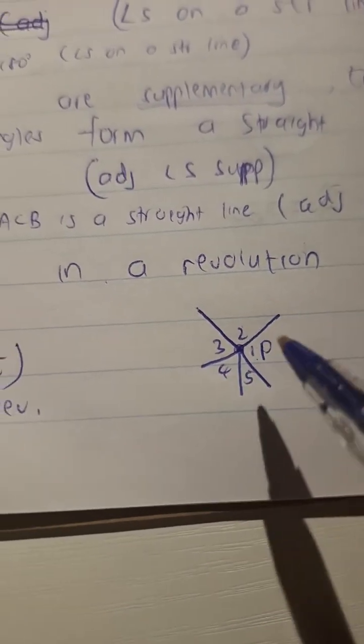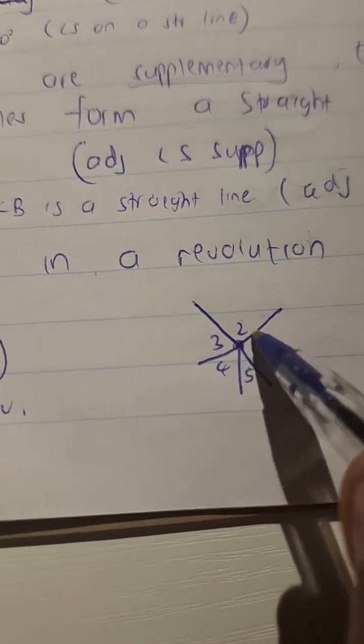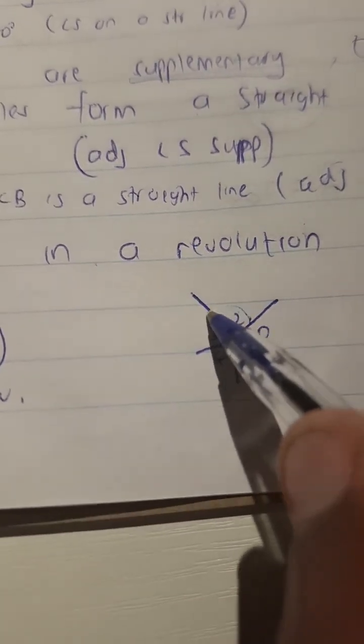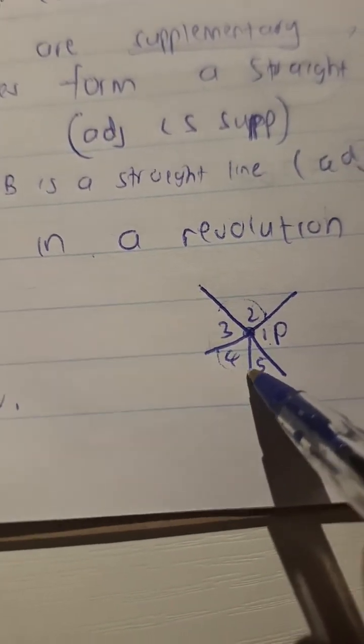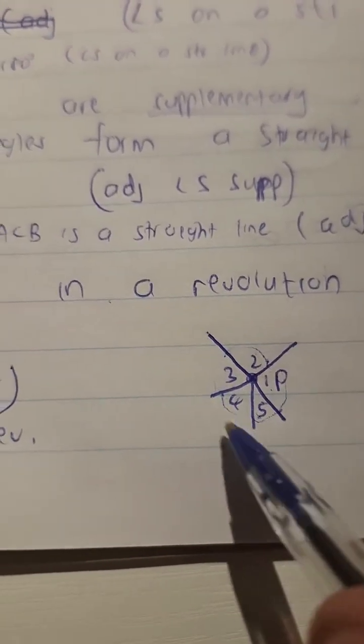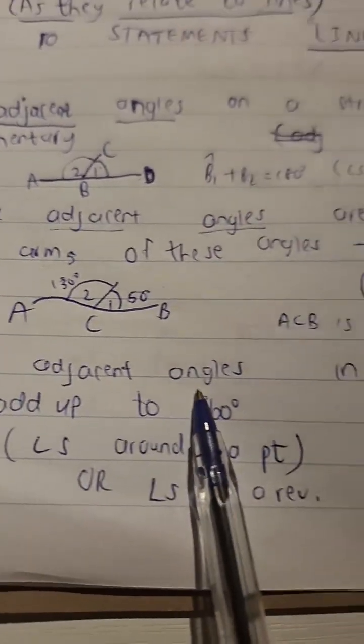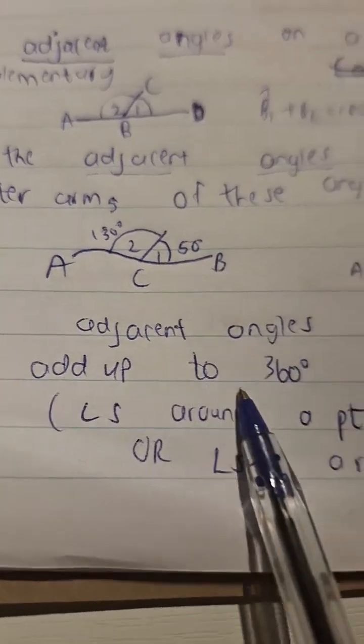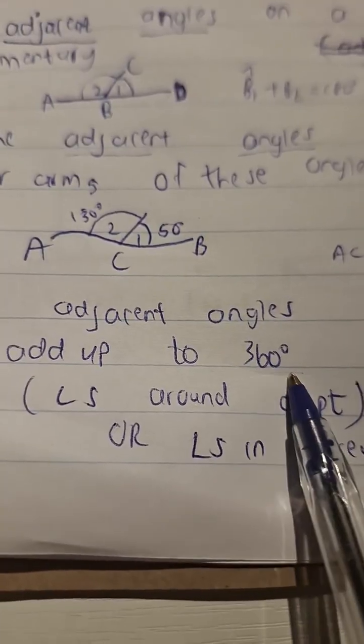When they are next to each other, starting from this one, we move from here to there, that's that one. Then 3 is from here to there. Then 4 is there to here. 5 is there to here. 1 is back where we started. So I'm sure you can see these are angles around a point, angles in a revolution. So it says here that adjacent angles in a revolution, what do they do? They add up to 360 degrees.